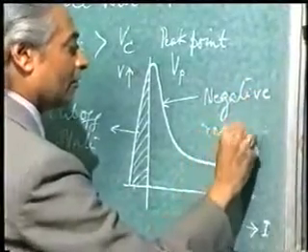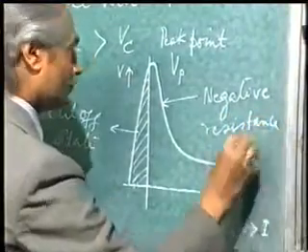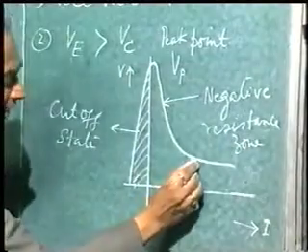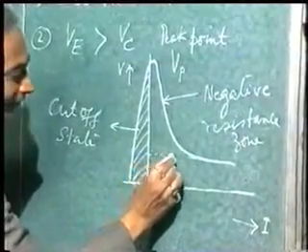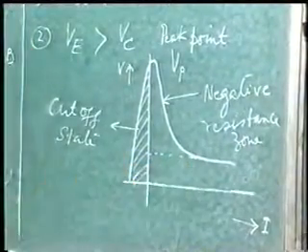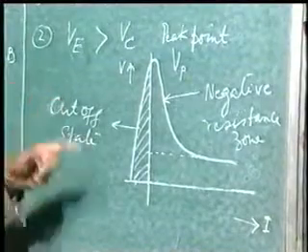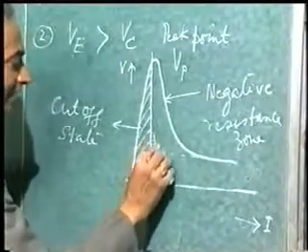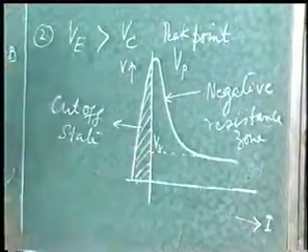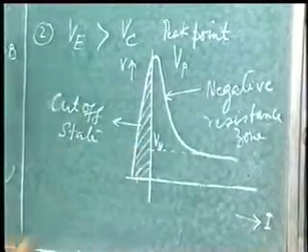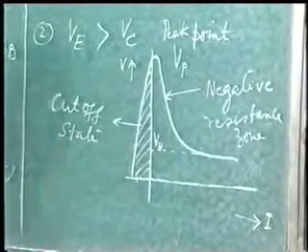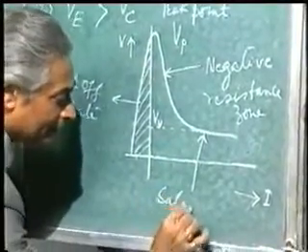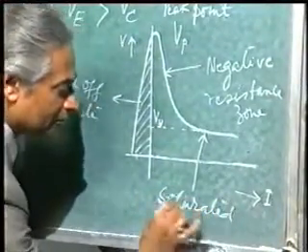negative resistance zone, and at this point you will find that the voltage has become constant. Further it will not reduce and it will remain constant. This point is known as valley point, and the corresponding voltage is known as valley voltage. This is valley voltage, and this zone is known as saturated region or saturated zone.